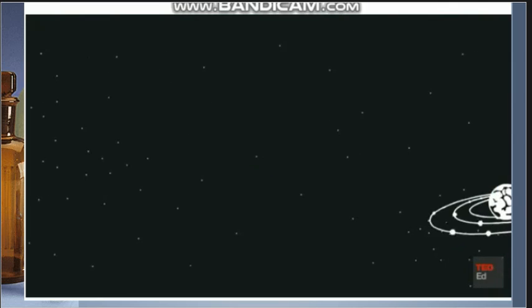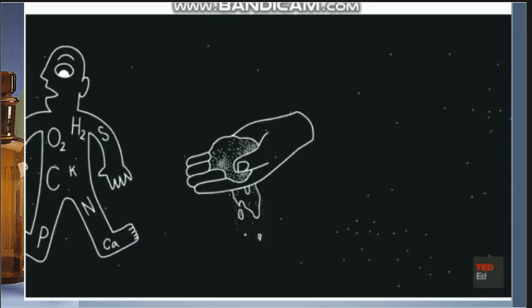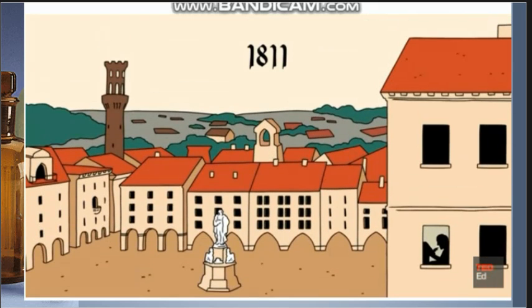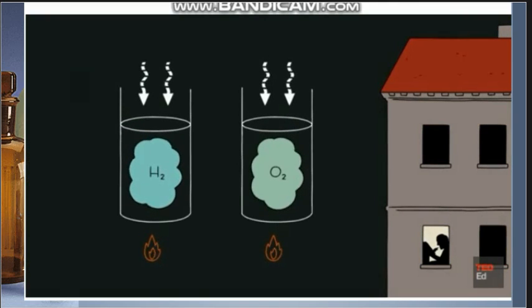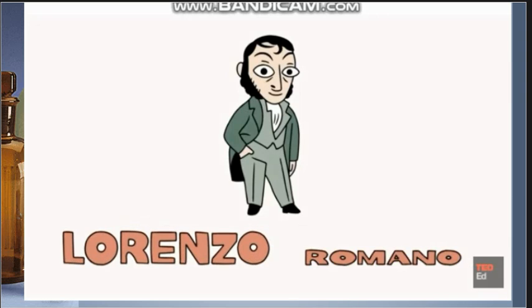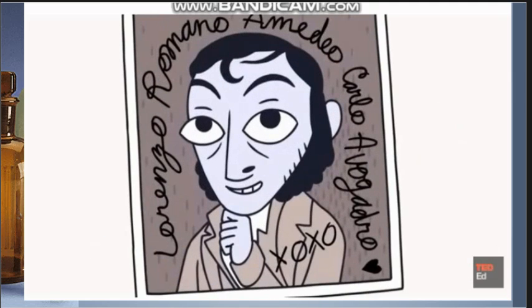Have you ever wondered how many atoms there are in the universe, or in your body, or even in a grain of sand? Scientists have wanted to answer that question, but how do you count something as small as an atom? Well, in 1811, someone had an idea that if you had equal volumes of gases at the same temperature and pressure, they would contain an equal number of particles. His name was Lorenzo Romano Amadeo Carlo Avogadro. Wonder how long it took him to sign autographs.